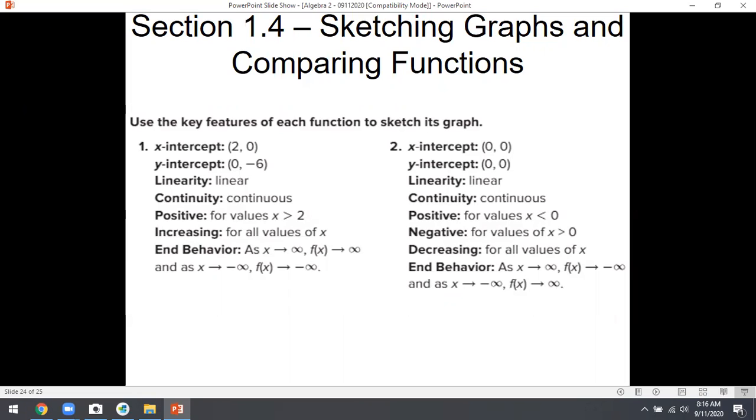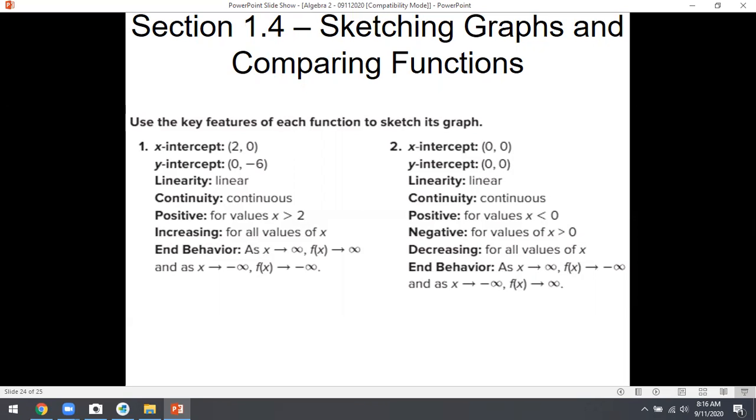So let's read more. Hopefully there's something in here. It's negative for values of x more than 0. Well, that makes sense. If x is more than 0, then this thing's going to be negative, right? Decreasing for all values of x. Yeah, it's always going to go down, right? And end behavior: as x goes to infinity, this thing's going to go down to negative infinity. Everything says the same thing. Do I have any information about the slope, though? I've read it all. I can't figure it out, can I?